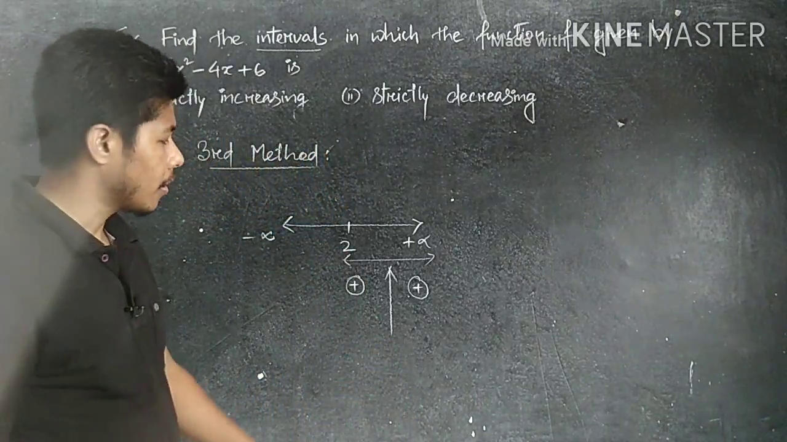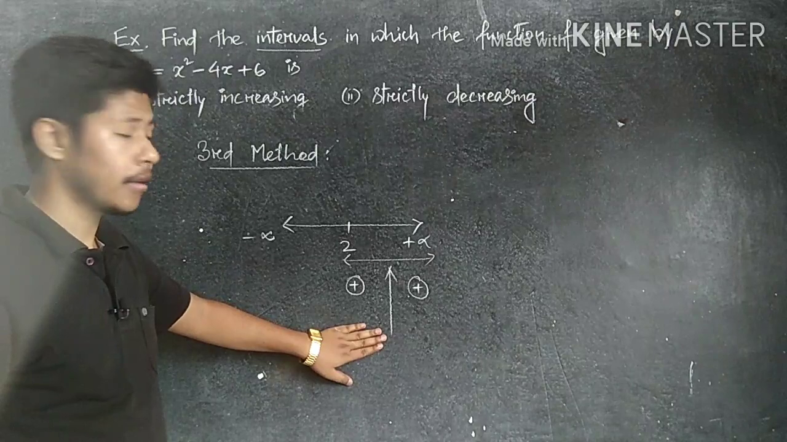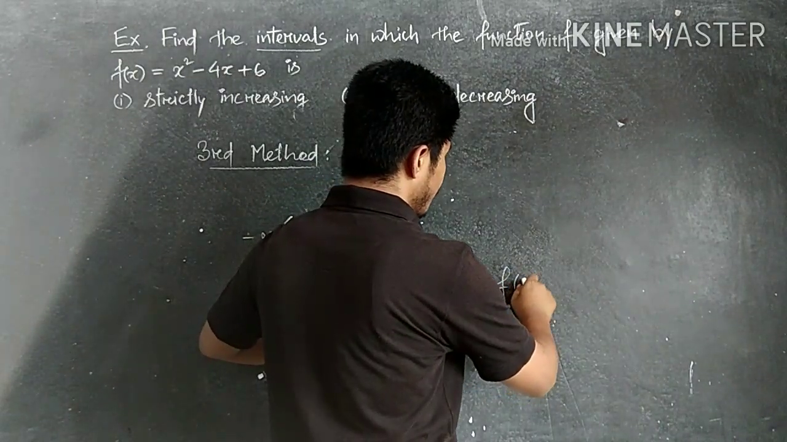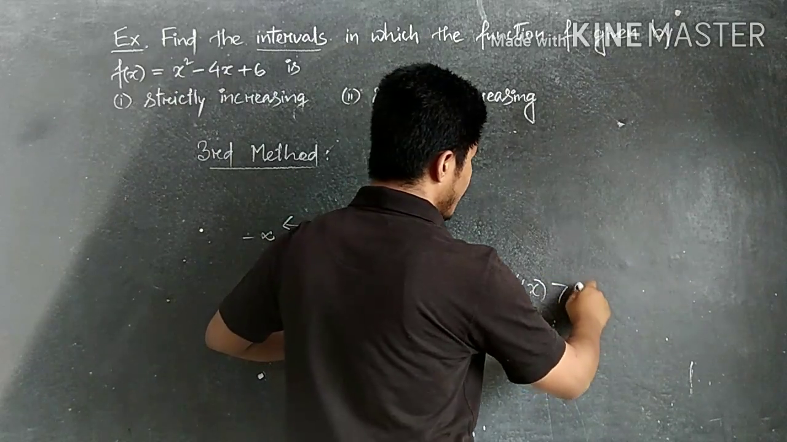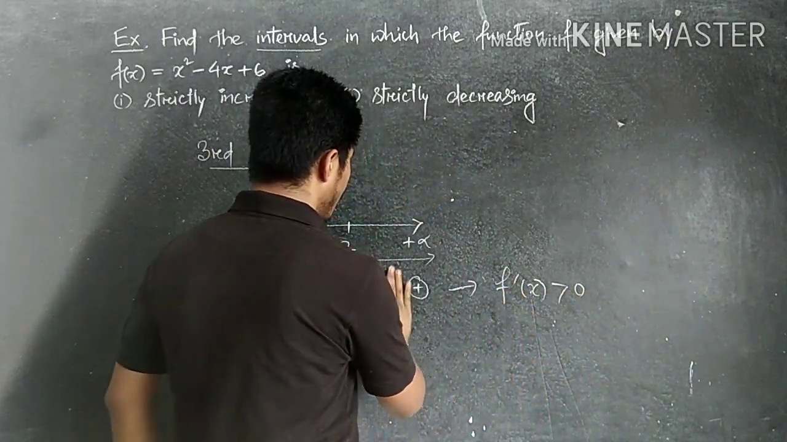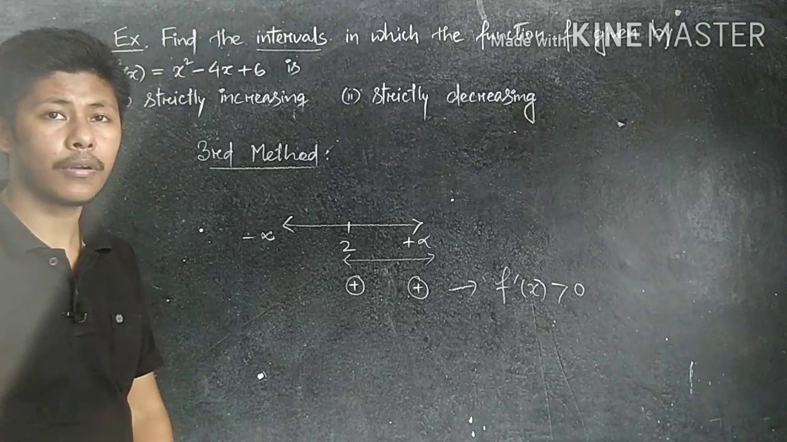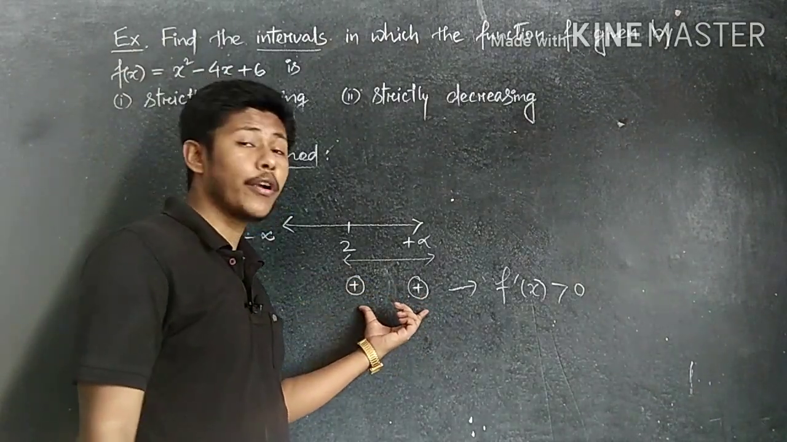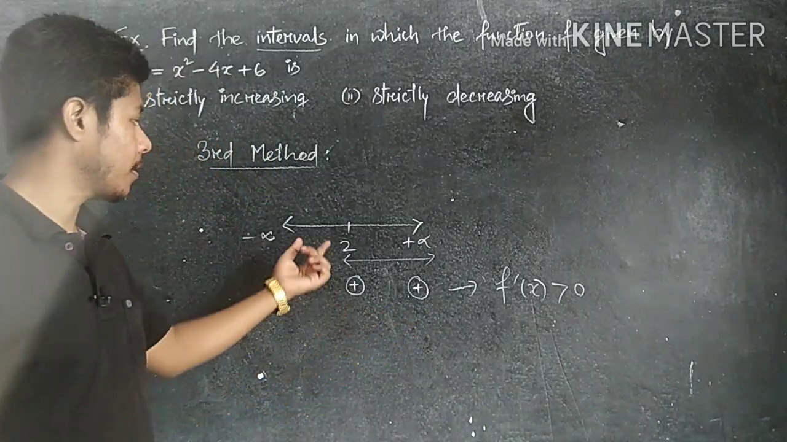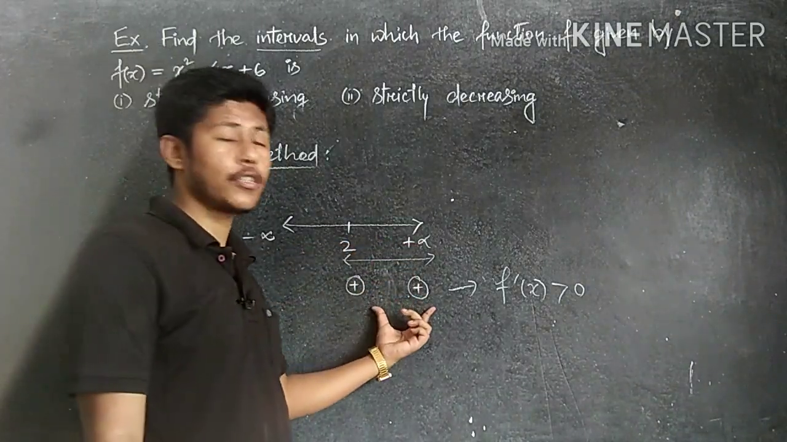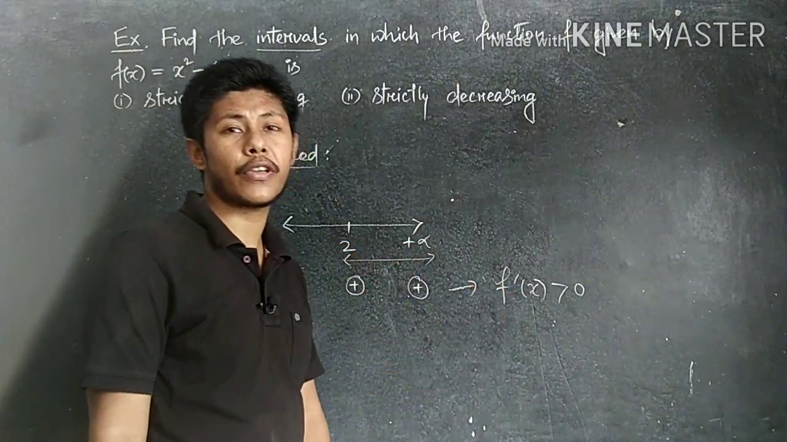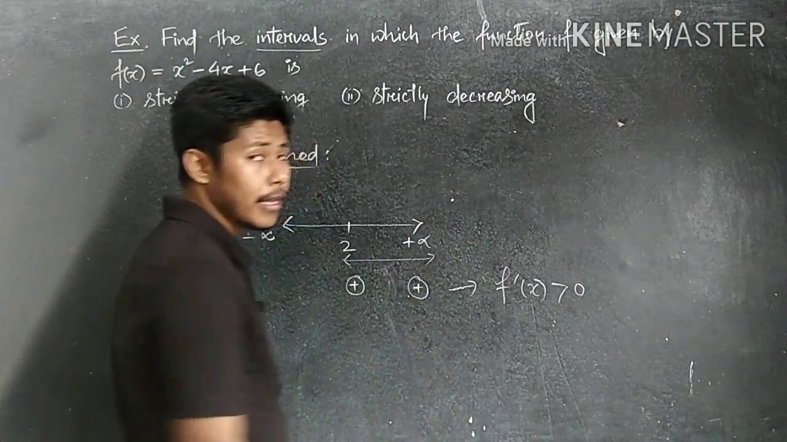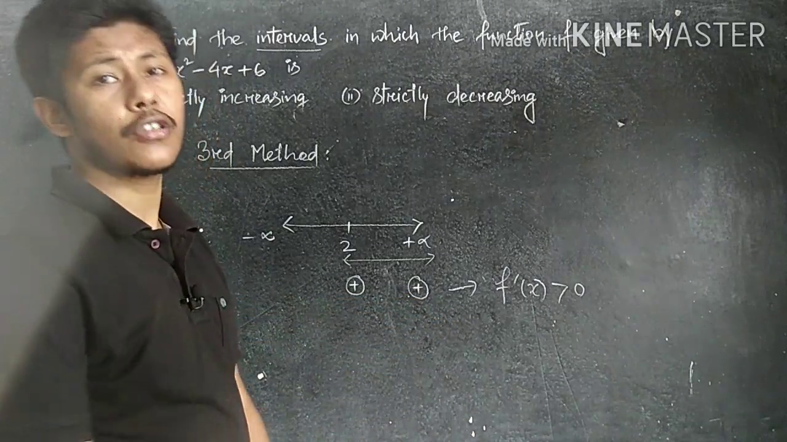Is it clear? If both the points are positive, then the value of f dash of x is always greater than 0, or greater than or equal to 0. Is it clear? Here 2 is positive, plus infinity is positive, so f dash of x is greater than 0. That means from 2 to infinity it is increasing, or strictly increasing.